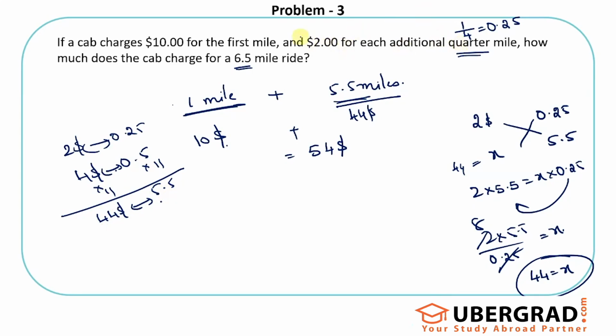Otherwise, $2 per quarter mile means I will pay $8 per each mile. So 5.5 can be written as 5 miles plus 0.5 miles. For 5 miles, I will pay 8 per mile, that is 5 into 8, $40. And for 0.5 I will pay 4, another 4 will be 44, 40 plus 4. The same, all the things are same, just I am trying to show in different ways.